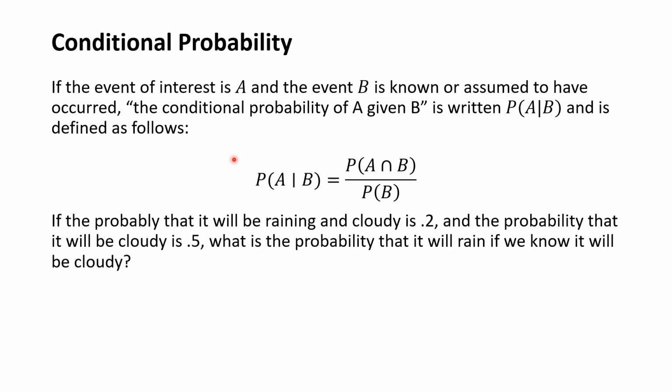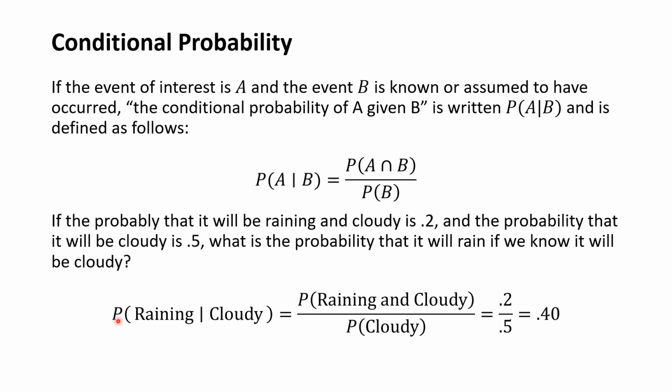So we have an example here. If the probability that it will be raining and cloudy is 0.2, and the probability that it will be cloudy is 0.5, so you would assume it's cloudy more often than it's cloudy and raining. That's why I put these numbers in here, just an estimate for a particular area. What is the probability that it will rain if we know it will be cloudy?